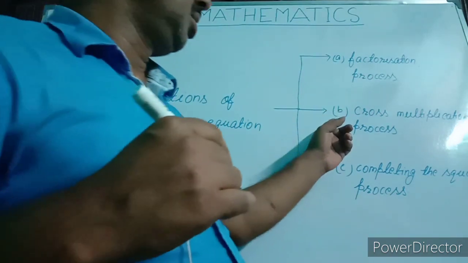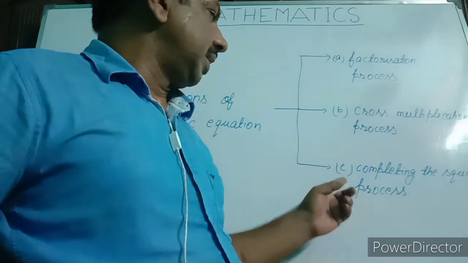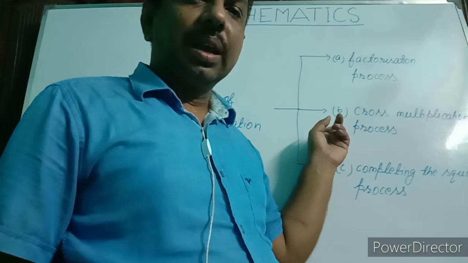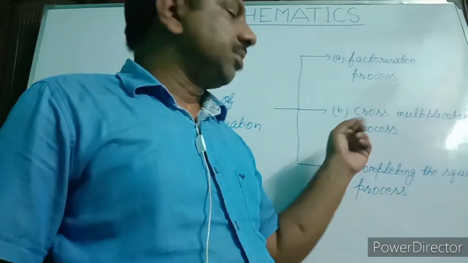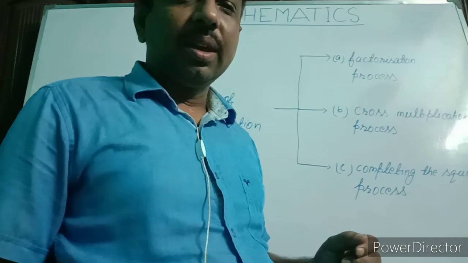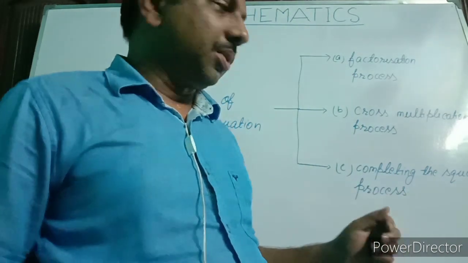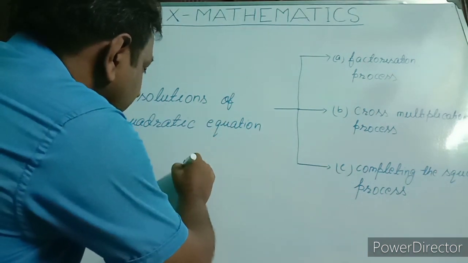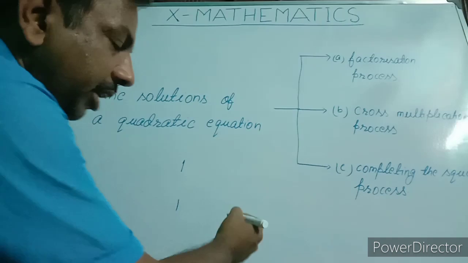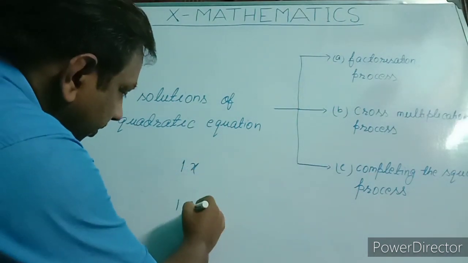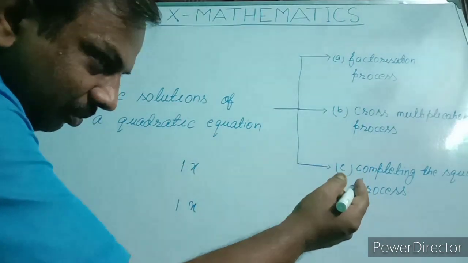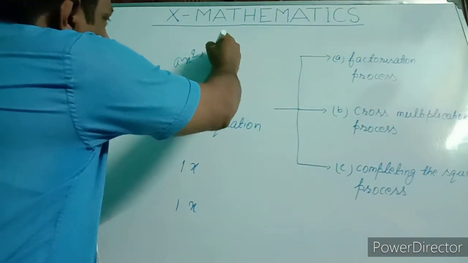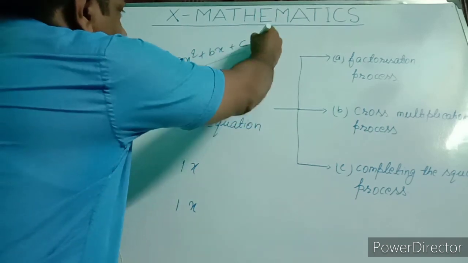These two processes, the cross multiplication process and the completing the square process. In the last video I followed the cross multiplication process. In this cross multiplication process, on one side we write the coefficient of x square. If 1 is the coefficient of x square, we write 1 and 1. Here we write x, here we write x. Then the constant term, what is at the place of c? This is the form ax square plus bx plus c. This is the form of a quadratic equation.